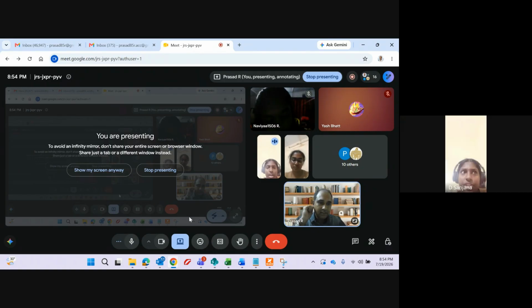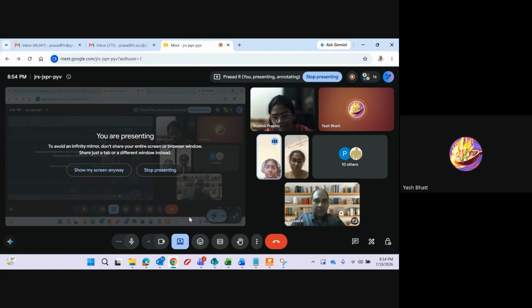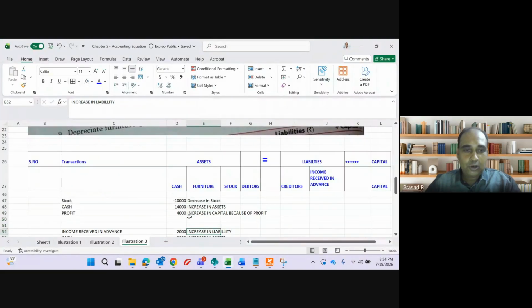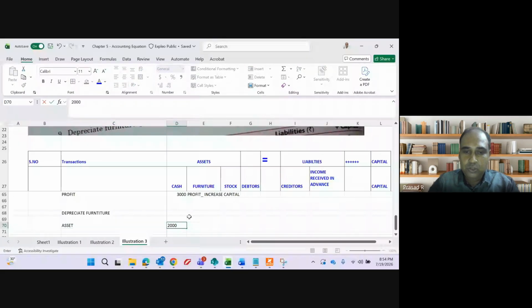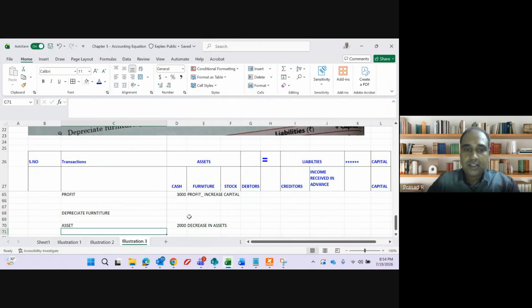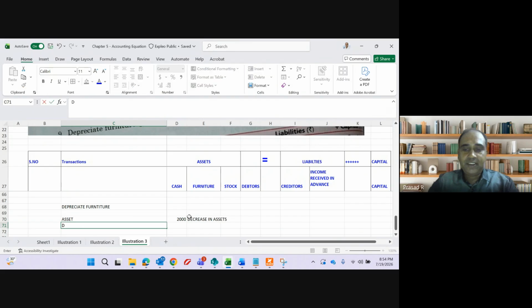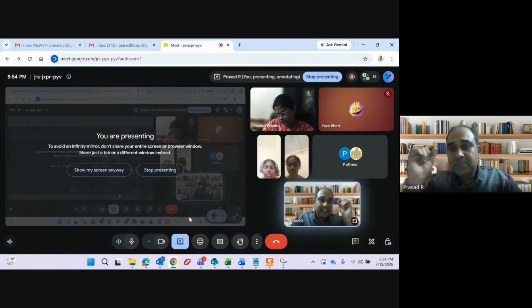When I want to depreciate my furniture, will the value go down or go up? Go down. So when we depreciate furniture, two things happen. My asset will decrease by 2,000 rupees, a decrease in assets, and depreciation is an expense to the company.